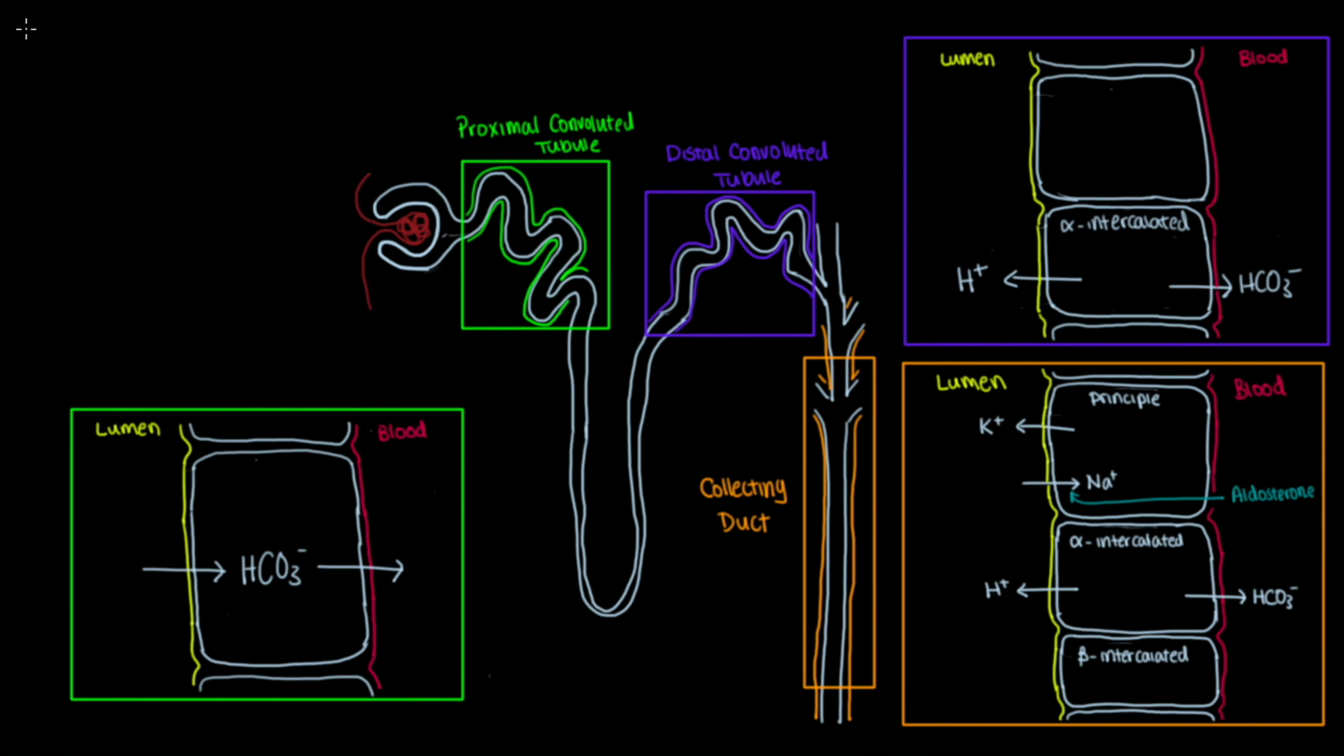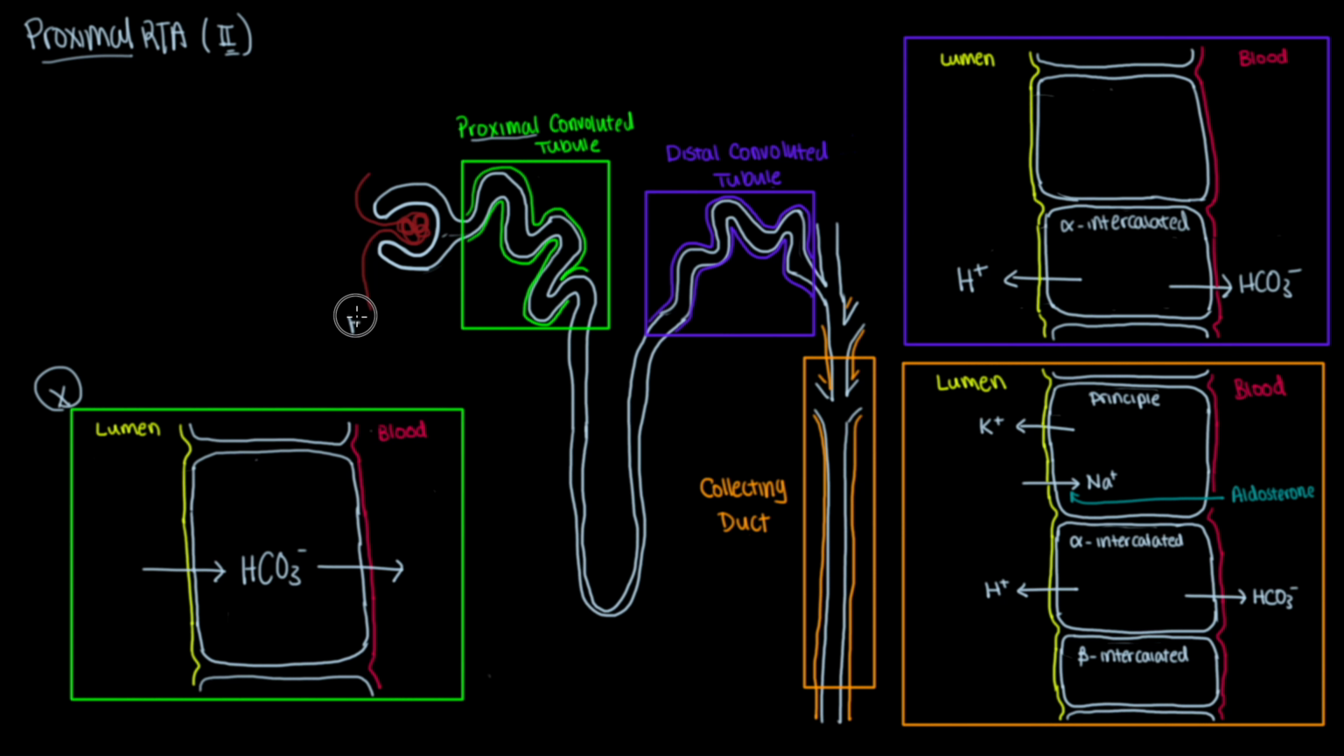So the first type of RTA we're going to talk about is called a proximal RTA, which is also called the type II RTA. It's type 2 just because it's the second RTA that had been discovered out of all the other RTAs that we're going to be talking about. And as you may imagine, the proximal RTA is a problem with the proximal convoluted tubule, which means that there is an impairment with the function here of the reabsorption of bicarb.